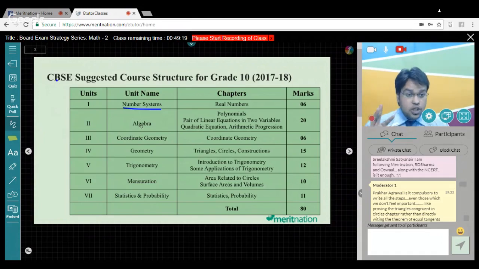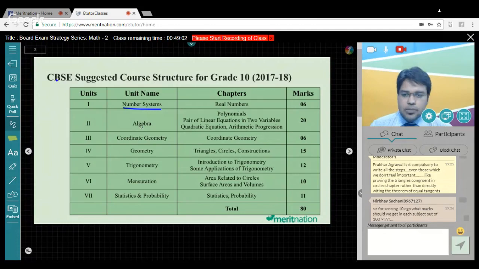Last year, a 3 marks question was asked, basically to prove that root 5 is an irrational number, or to prove that n plus 2, n plus 4 is divisible by 3, and all those kinds of questions. The proving questions of 3 marks can be asked from number systems, the real numbers.